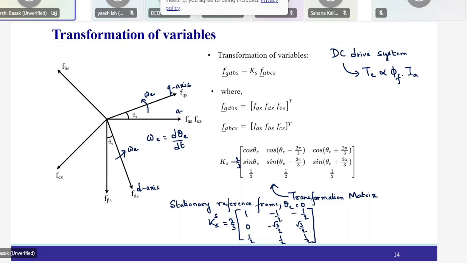This is my A phase axis as well as my alpha axis, because theta is equal to 0. This is my beta axis. This is the C phase axis. So these are the definitions of the axes.